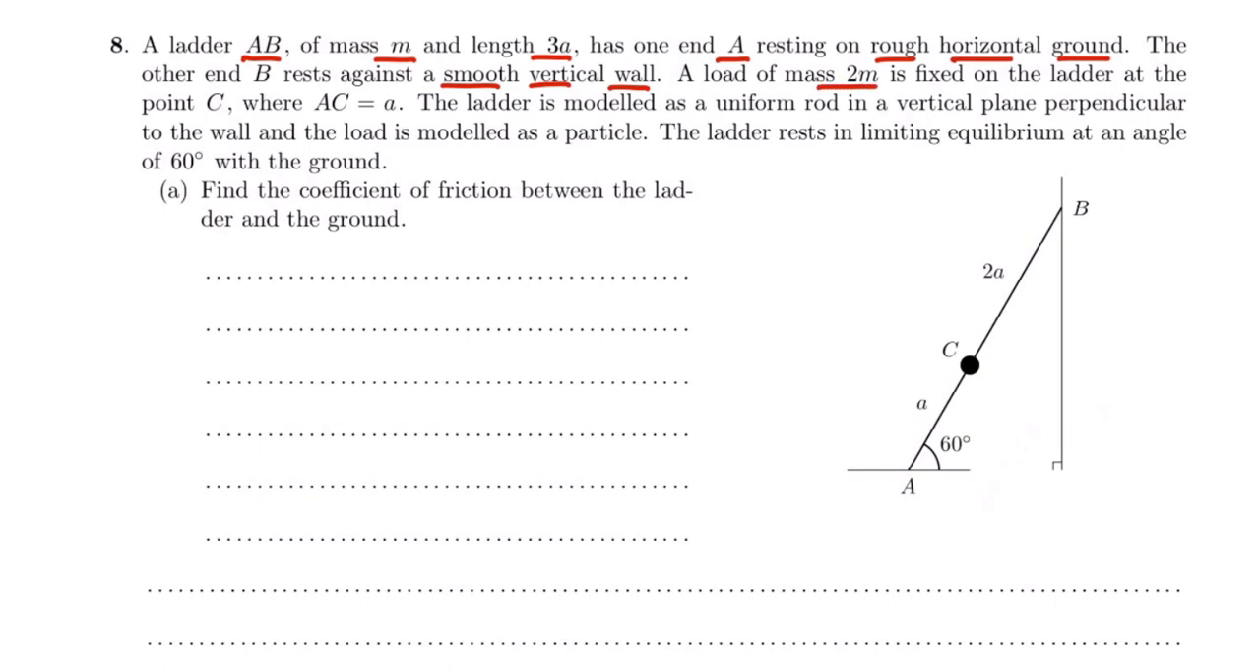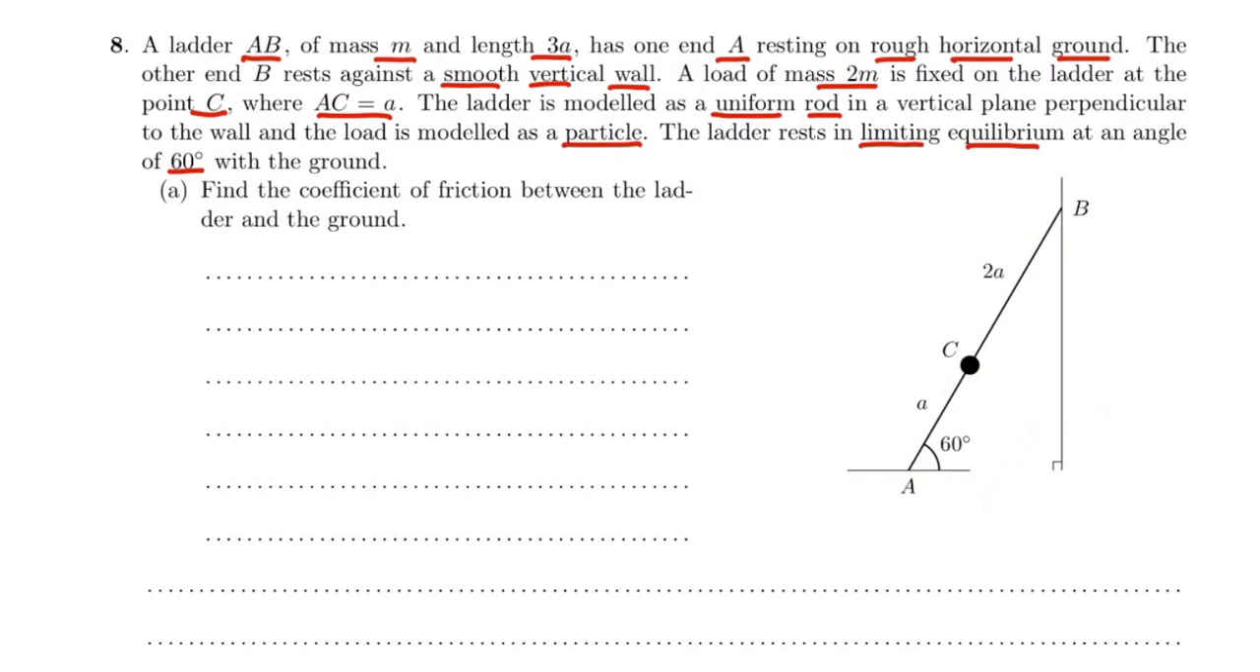A load of mass 2m is fixed on the ladder at point C, where AC is 8. The ladder is modelled as a uniform rod in a vertical plane perpendicular to the wall, and the load is modelled as a particle. And remember what those modelling assumptions are. The ladder rests in limiting equilibrium, so it's about to slip, at an angle 60 degrees with the ground. So we need to first of all find the coefficient of friction, which is the long bit.